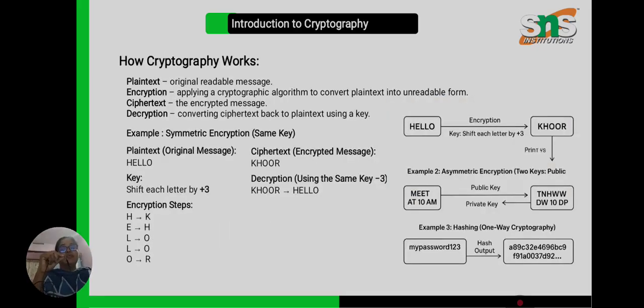Let us now see how cryptography works. First we have the plain text, which is the original message in readable form. Encryption converts the plain text into an unreadable form called ciphertext. The ciphertext is the encrypted message sent over the network. Then the decryption operation happens: decryption converts the ciphertext back into the plain text using a key.